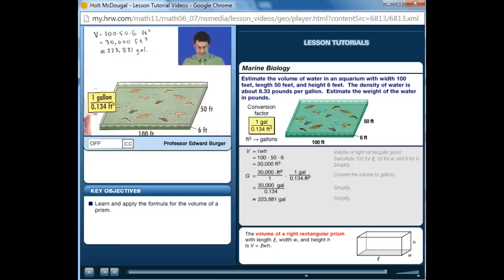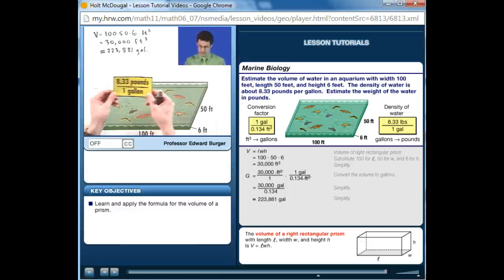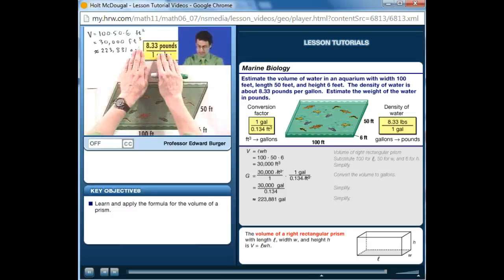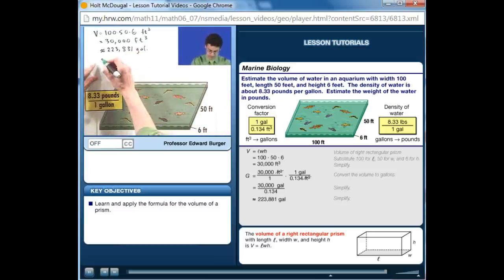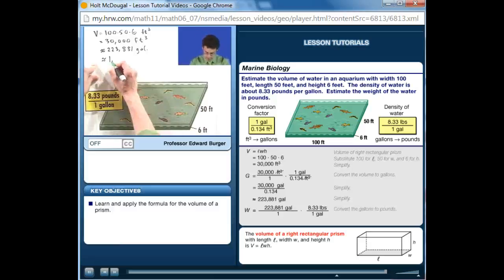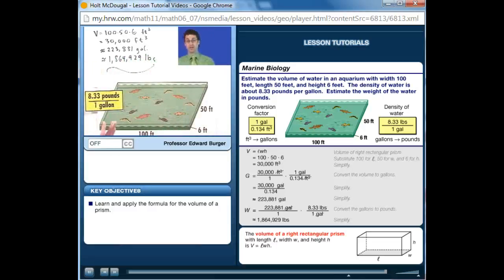This is good. Now, what I want, though, is the actual weight. So I use the fact that I know that we have this ratio, 8.33 pounds per 1 gallon. So imagine if I put that there, then the gallons would cancel, and I'd be just left with pounds, which is what I want. I want to know how much this thing's going to weigh. And so what is that? Well, if I now just multiply this by 8.33, wow, 1,864,929 pounds. That is an awful lot of weight.